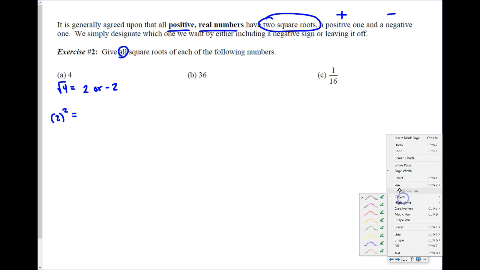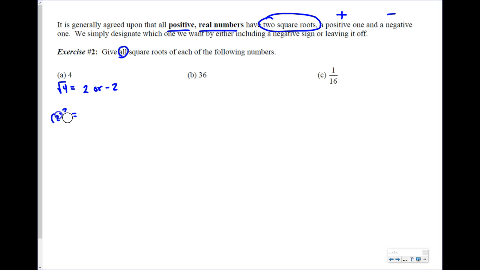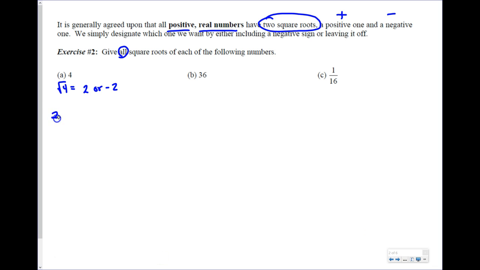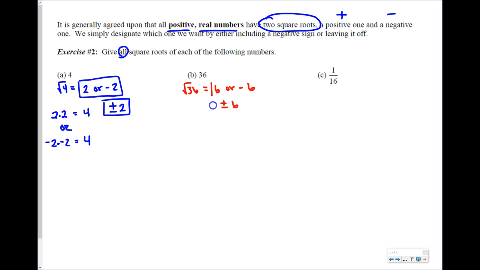And if I can rewrite this in a better way, let me try to rewrite this a little bit better. Okay, I can have 2 times 2 to give me 4, or negative 2 times negative 2 also gives me 4. So 2 or negative 2 are both square roots of 4. And you'll also see this sometimes with this notation as plus or minus 2. Okay? So the square root of 36 is going to be 6 or negative 6, or you could say plus or minus 6.